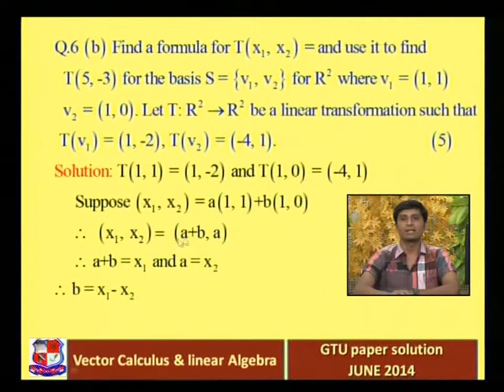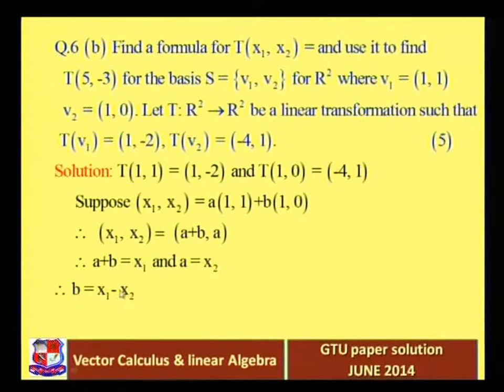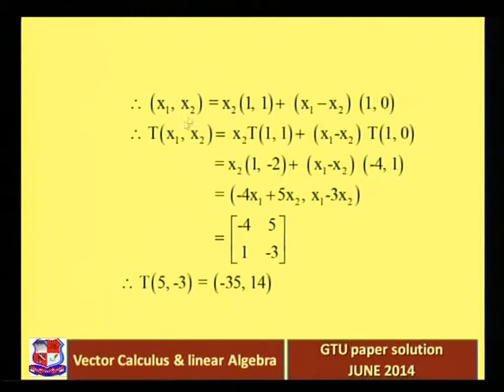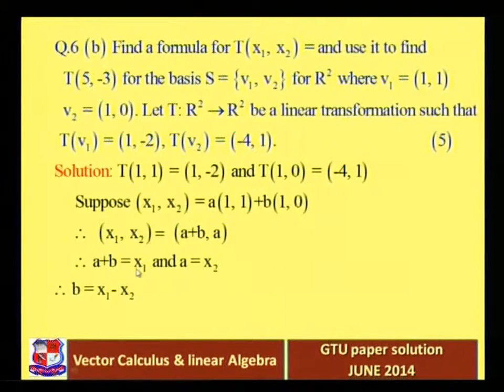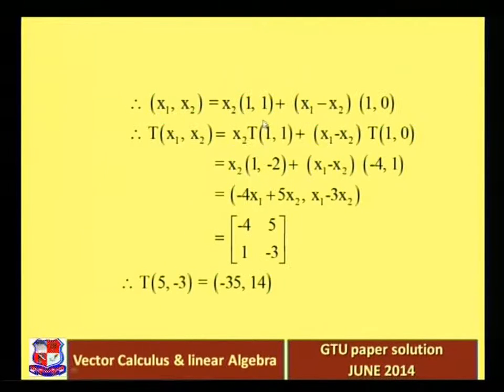Now x1, x2 is equal to a plus b, a. So a is equal to x2 and a plus b is equal to x1. Okay, so put a equal to x2 in this equation, so we get b equal to x1 minus x2. Okay, and that's why we have b equal to x1 minus x2, a equal to x2. Put in this equation: x1, x2 is equal to x2 times 1, 1 plus x1 minus x2 times 1, 0.